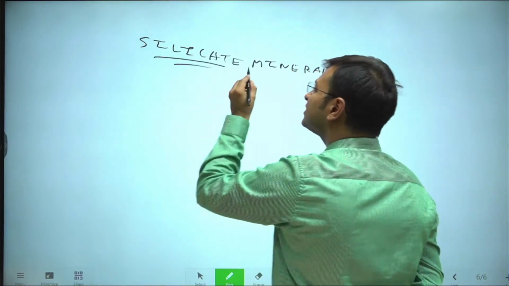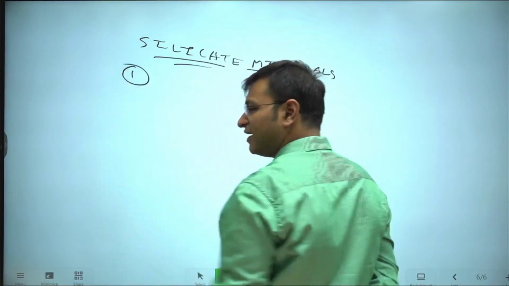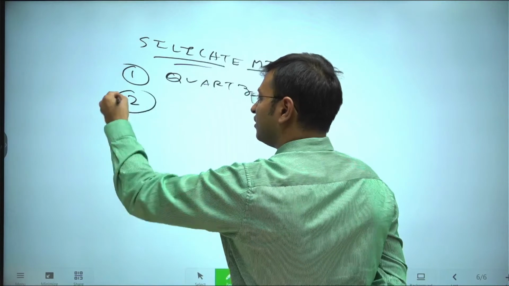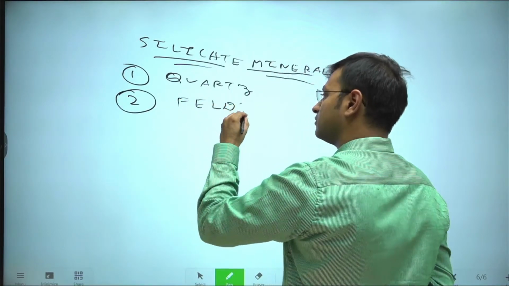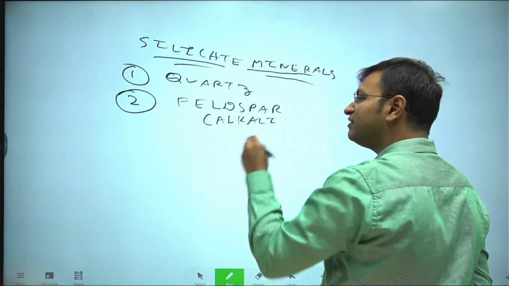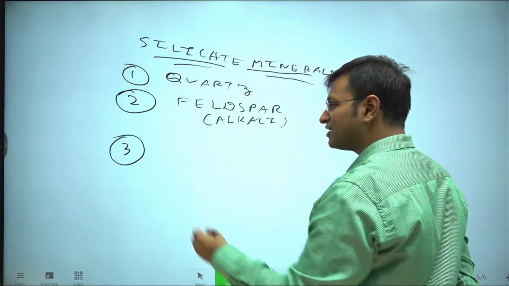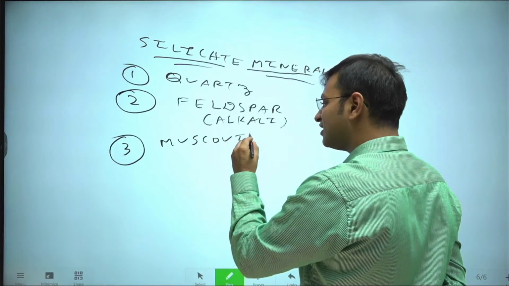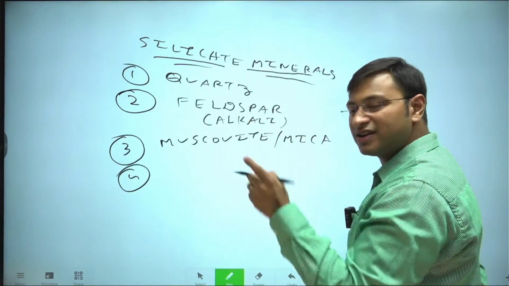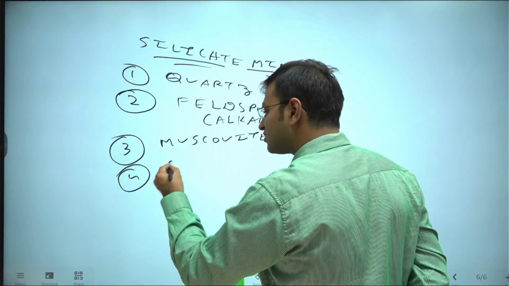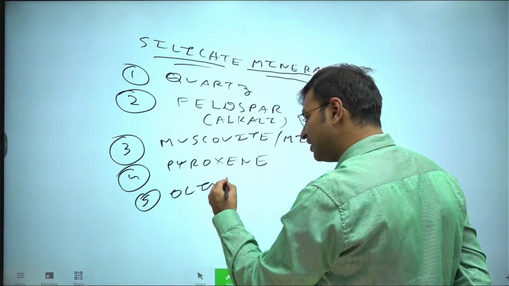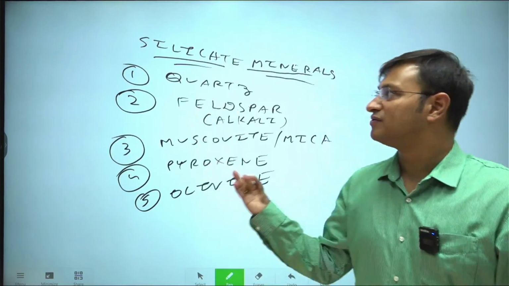If I consider the silicate minerals, the most common silicate mineral that you will find is called quartz. Second, you will find feldspar. This feldspar is basically alkali feldspar. Another very important mineral is called muscovite, or mica. Another important mineral which you need to remember from the silicate minerals perspective is called pyroxene, and the last you need to remember is called olivine. So these are some of the dominant minerals of the silicate family.